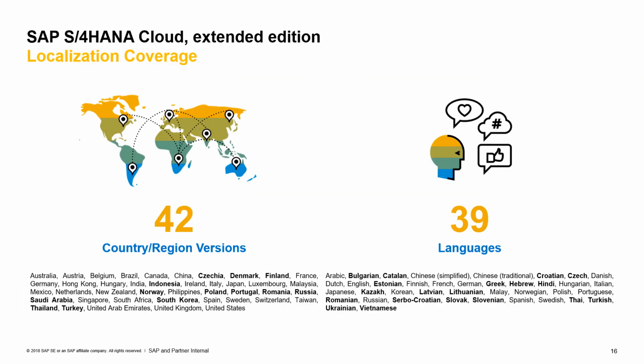And here we see a more expanded page on the location coverage, covering 42 country region versions, as well as 39 languages. And these are listed here.